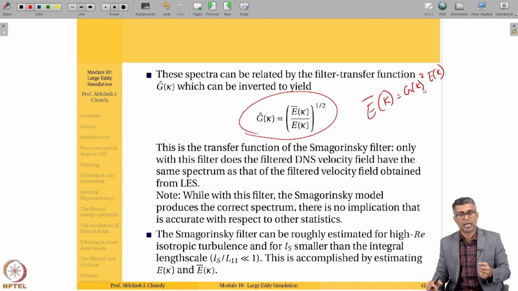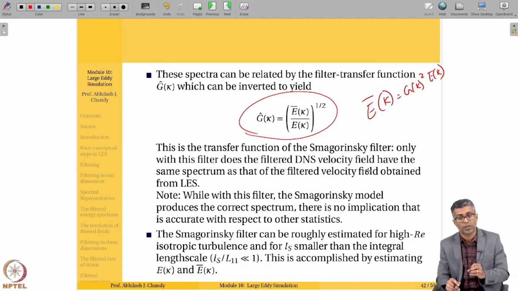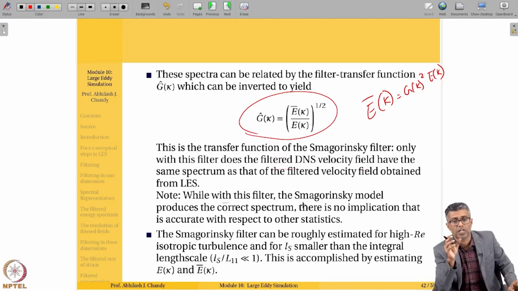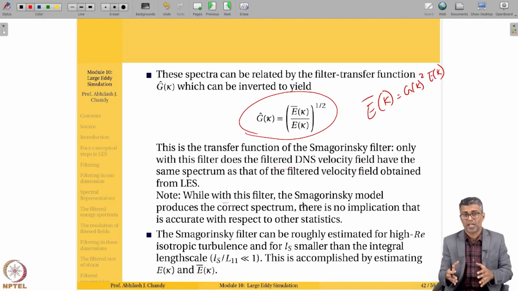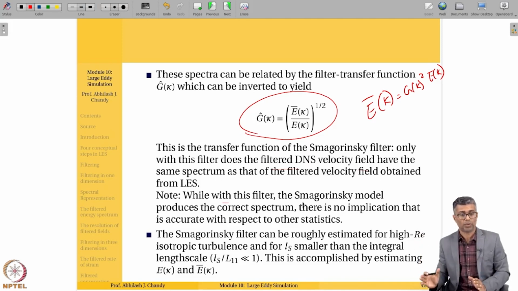So when you want to calculate the transfer function, it's basically the square root of the ratio of the filtered spectrum E bar of kappa to the original spectrum from the DNS. So this is the transfer function for the Smagorinsky filter, right? Only with this filter does the filtered DNS velocity have the same field as the filtered velocity field obtained from LES. With this filter, the Smagorinsky model produces the correct spectrum. There is no implication that other statistics might match. All we are saying is that the spectrum matches up until the cutoff wave number.